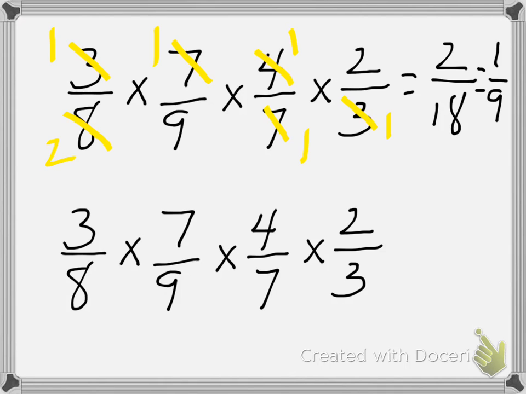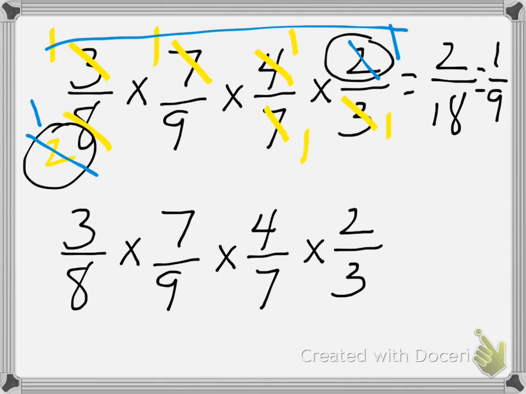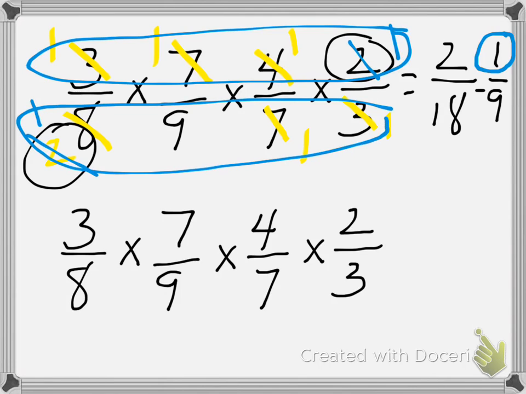Now on this, I could also go through and I could actually cancel this 2 here with this 2. If I were to do that, then these would become 1s, and I would have all 1s on the top, which would be my 1 for here, and all 1s times the 9, which would be the 9th. So I would get right to 1/9, and I would skip the 2.